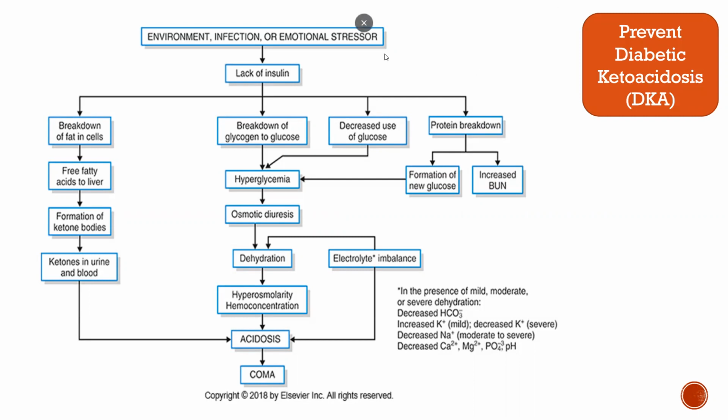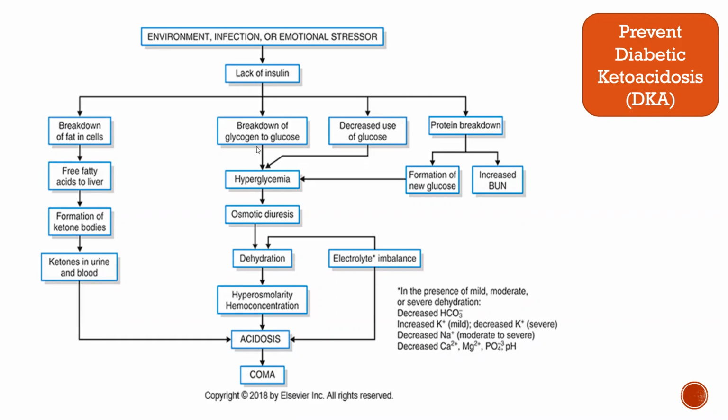How do we prevent this? How do we prevent DKA? So whether it's from environment, infection, emotional stressors, you have a lack of insulin, okay? What happens, the body needs, right? In the presence of mild, moderate, or severe dehydration, which is going to be here with electrolyte balance. But that being said, you have a lack of insulin. So you have breakdown of fat in the cells, okay? You have free fatty acids that go to the liver. That's where the formation of your ketone bodies come from. And they end up with ketones in their urine in an acidotic state.